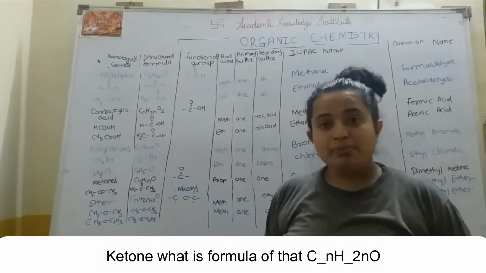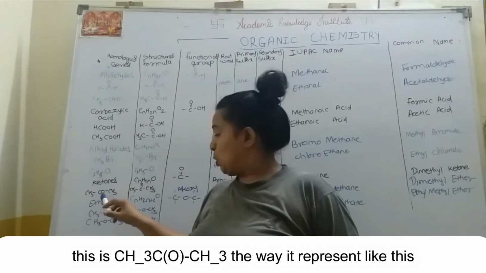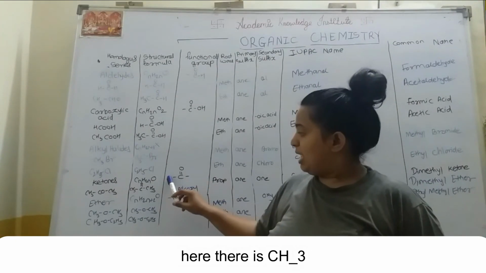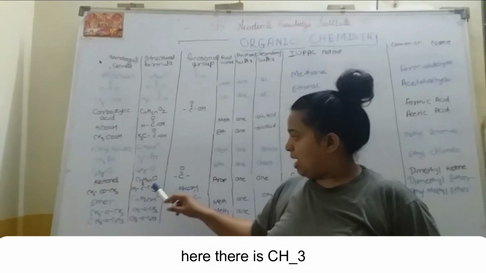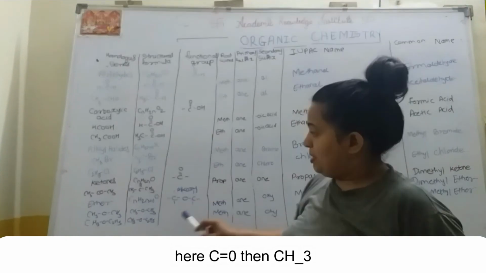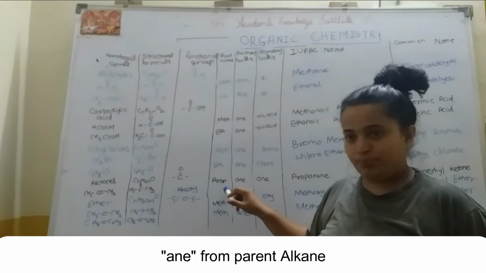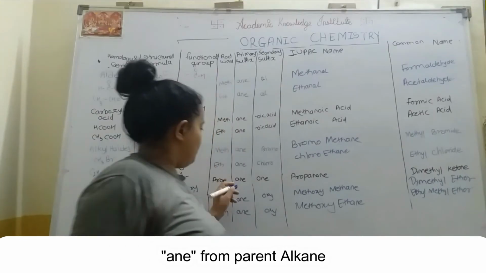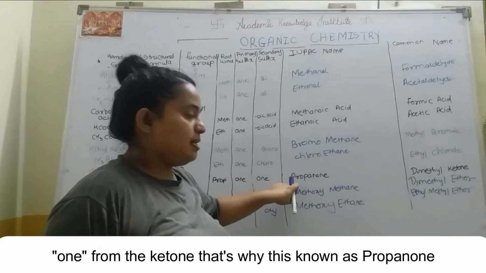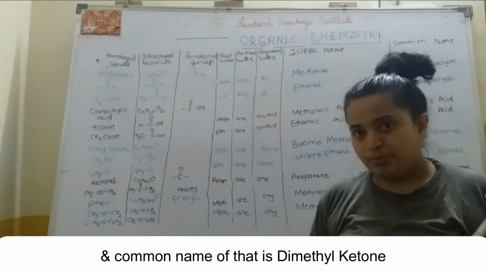Ketone. What is the formula of that? CnH2nO. This is CH3 C O CH3. The way it is represented is like this. Here CH3, here carbon double bond O, then CH3. How many carbon atoms are there? 1, 2, 3. So that's why it's known as prop. Then E from the alkane and ONE from the ketone. So that's why it is known as propanone. This is dimethyl ketone, the common name of that.